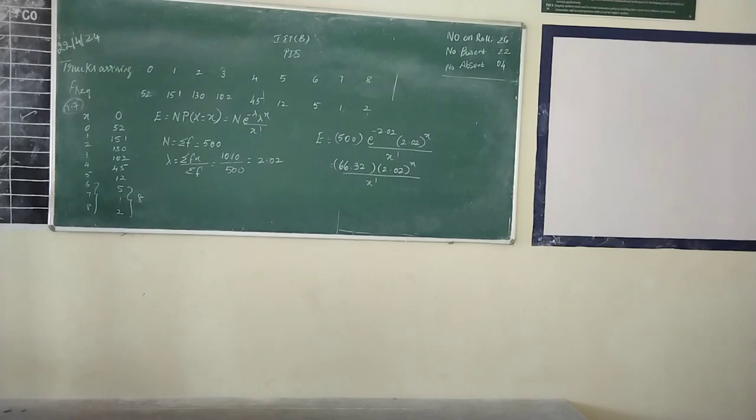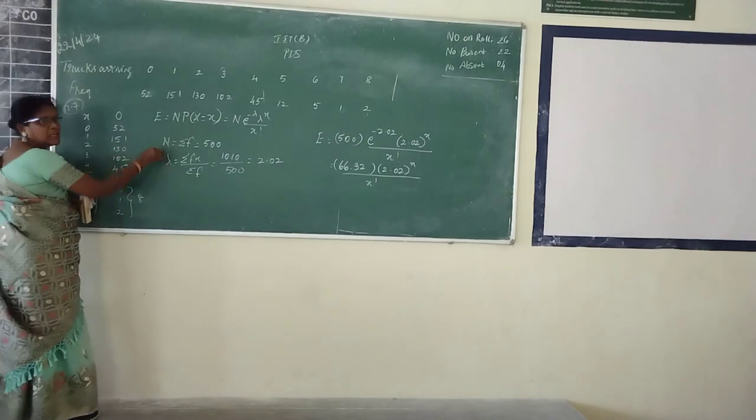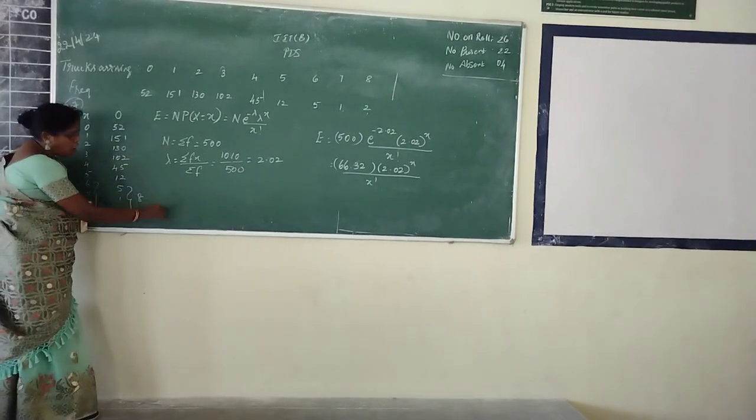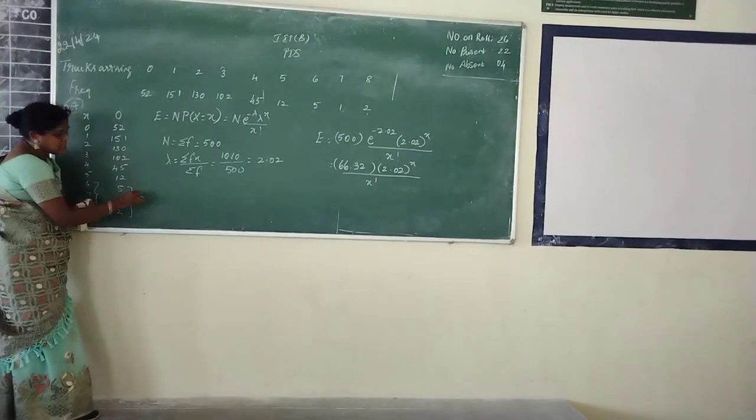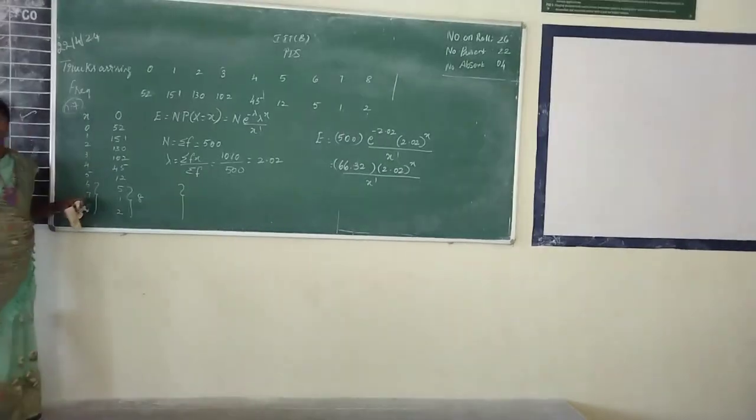Now for each x value you have to find your E value. So what are the x values given? 0 to 8. For all 0 to 8 you have to find E value. After finding E value you are going to fill it here. For all the 9 values you fill it. Since you have combined these 3 values, you have to combine these 3 values here.